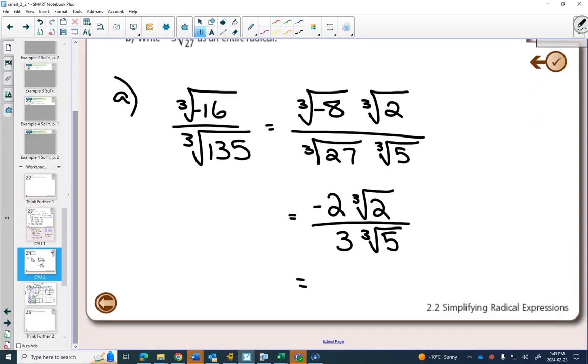And now we could write this, put them back together. This would be like a fraction of negative 2/3. And I could write this now as 1 big cube root of 2 over 5. So when writing as a mixed radical, we are looking in our powers chart to see if there's numbers that we could pull out.